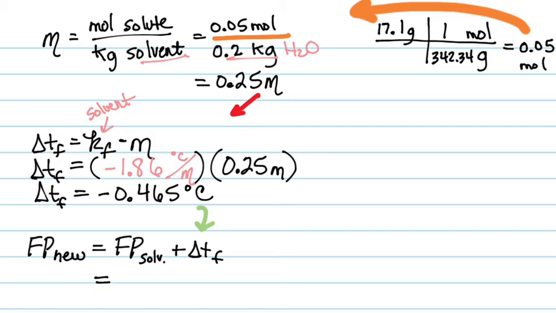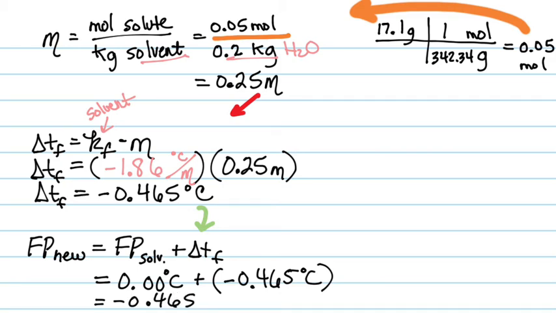And our new freezing point: if I go back and look at my chart for the freezing point of the solvent, that's our normal freezing point. Water is 0.00 degrees Celsius, plus we are adding on the negative 0.465 degrees Celsius. So our new freezing point is negative 0.465 degrees Celsius. So if you add sugar to water, in this case 7.1 grams of sugar to 200 grams of water, it will drop the freezing point of water by about 0.5 degrees Celsius. So, freezing point depression.